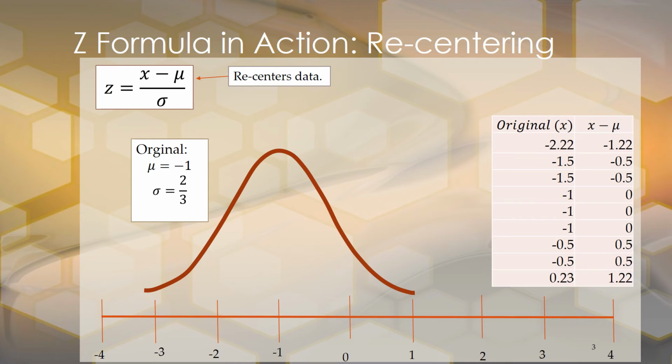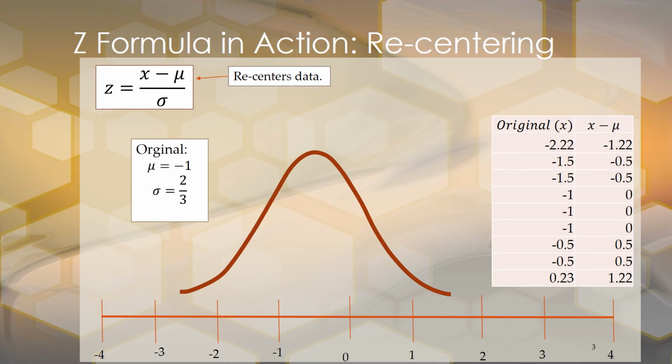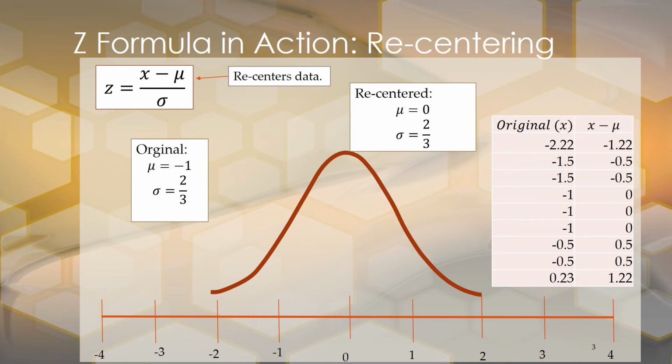And so the top of the z formula just recenters the data. It takes it from this -1 here, and now we're just going to move it over to the middle here at 0. So now we have a distribution that has a mean of 0, and the standard deviation is the same so far because we haven't divided by the standard deviation yet. And I'm going to do that on the next slide.